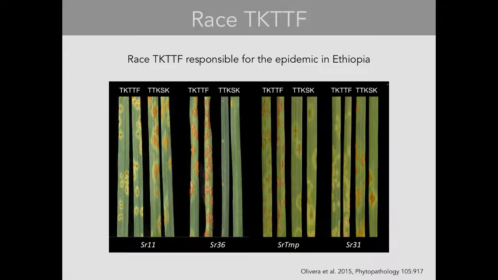So the first thing that we observed was that the race responsible for the epidemic in Ethiopia wasn't UG99 or a related race. The race was typed as race TKTTF, and this race is phenotypically different to the UG99 in these 4 genes, and most important, the difference was in SrTmp. And as you can see, that SrTmp conferred resistance to UG99, then became completely ineffective or fully susceptible when challenged against race TKTTF. And this is the reason why Digalu was so susceptible in the field when the epidemic started happening.